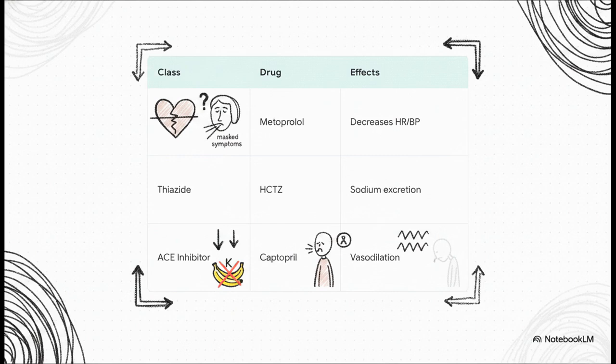Take metoprolol, right? It's a beta blocker. It drops heart rate and blood pressure. But the hidden danger is that it masks the signs of hypoglycemia. This is deadly because a diabetic patient won't feel the crucial warning signs like tachycardia or tremors before passing out.